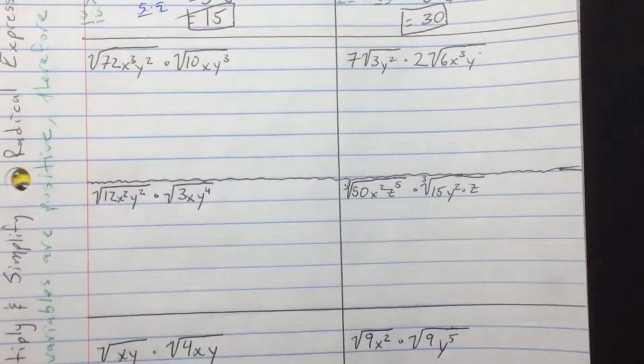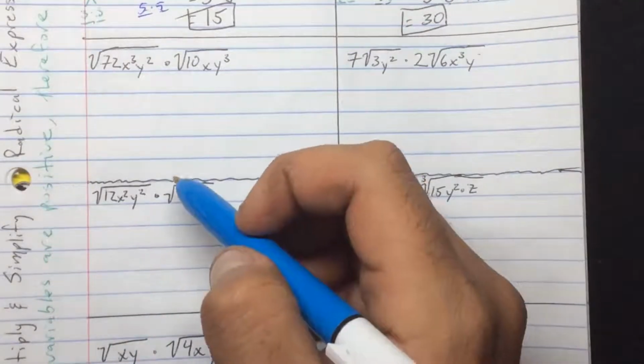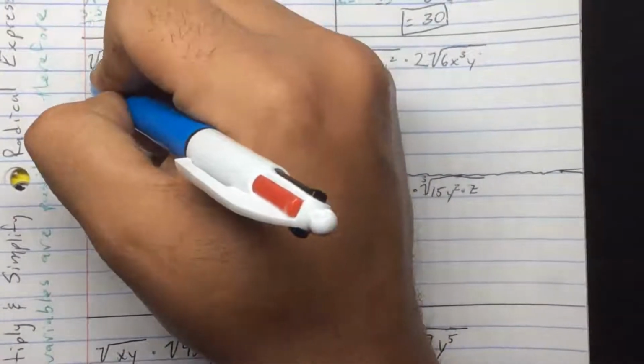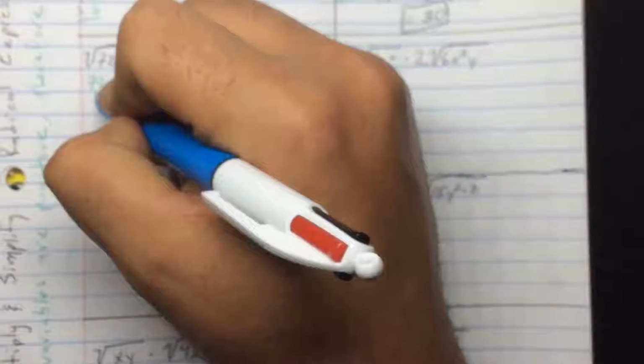So the first one we have here is the square root of 72x cubed y squared times the square root of 10xy cubed. First thing we're going to do is simplify and find the numbers we can factor for 72 and for 10.